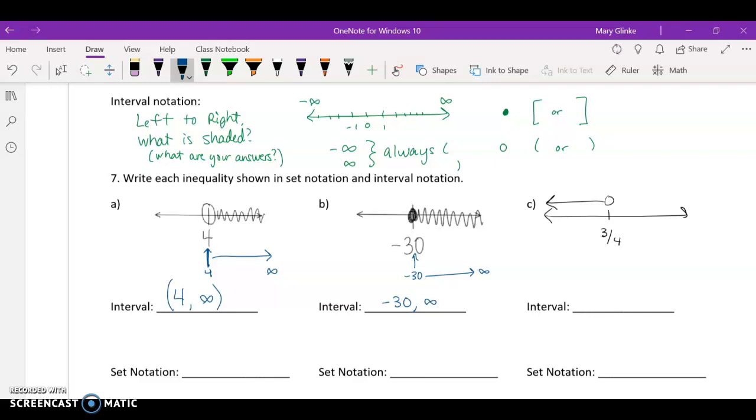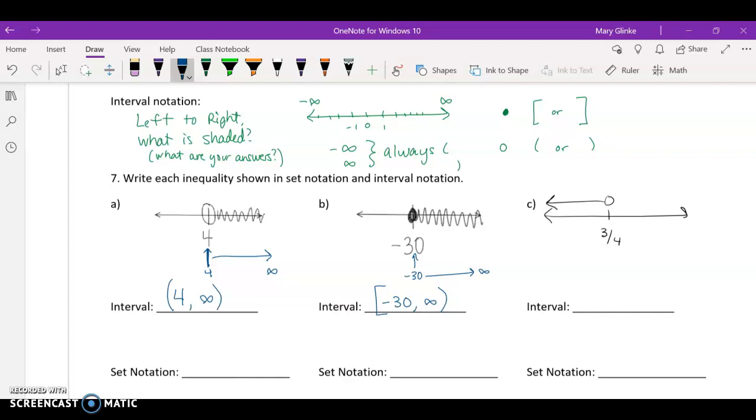And so looking at this, at negative 30, we see this filled in circle, which means negative 30 is included in our answer. So we are going to have this bracket specifically for negative 30. And at infinity, this is a separate story. Infinity is going to have parentheses because we can never truly include infinity because it's infinite.